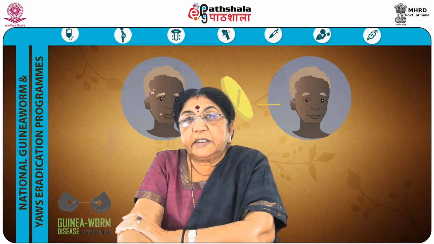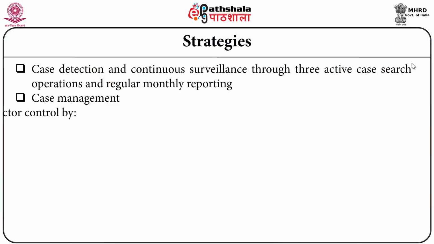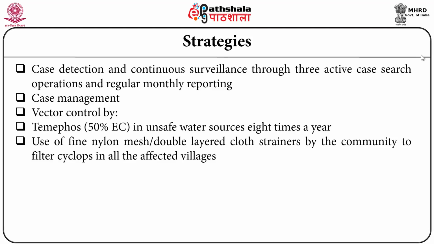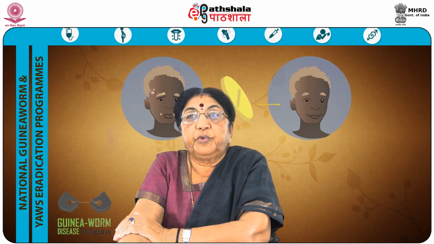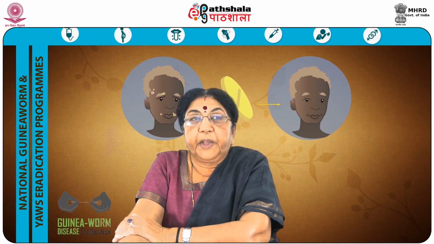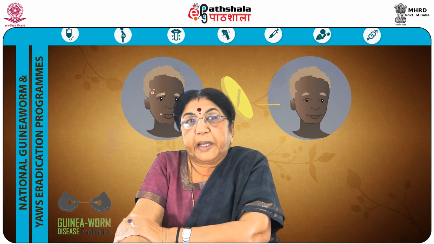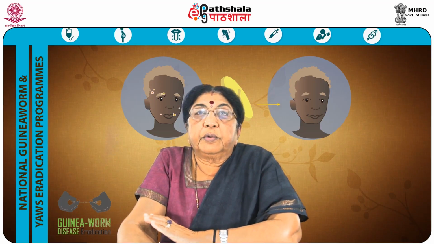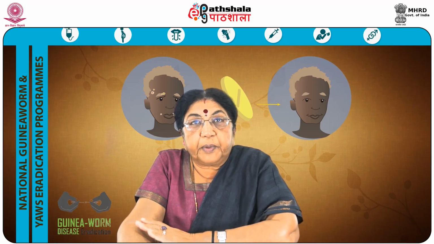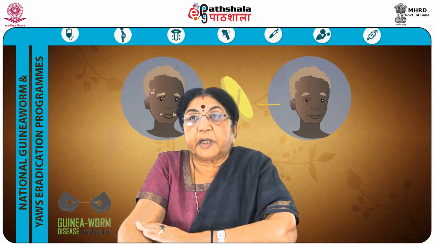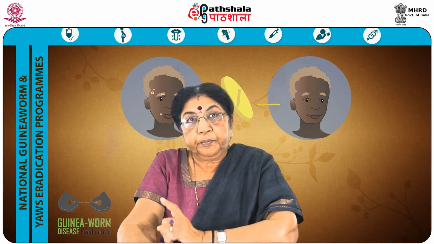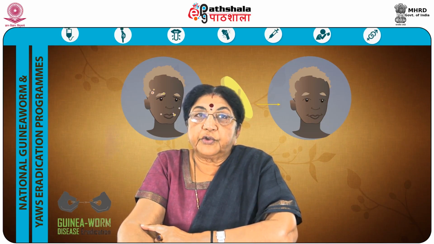But since the government started the case detection and continuous surveillance program through three active case search operations per year, done in the months of April, June, and December, and regular monthly reporting was done. Now, most important was the case management. Once you detect the cases and keep continuous surveillance on where the cases were occurring, we come to the case management, and vector control comes second.